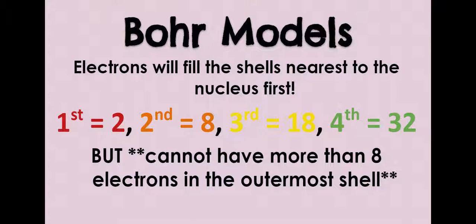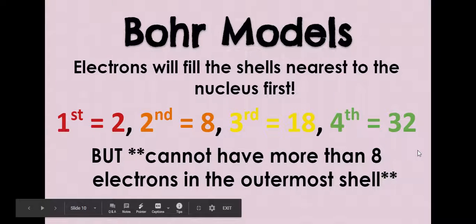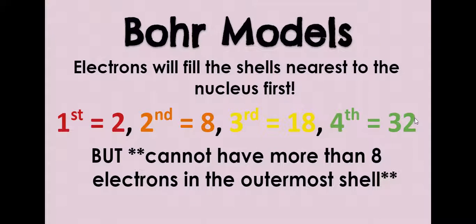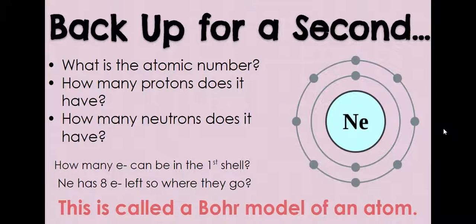However, the outermost shell, the farthest shell on an atom, cannot have more than 8 electrons. So even if the fourth shell can hold 32 electrons, if that is the final shell on an atom, it will not hold the full 32. We'll discuss why that is in a second.